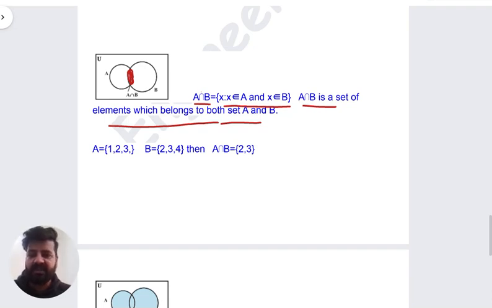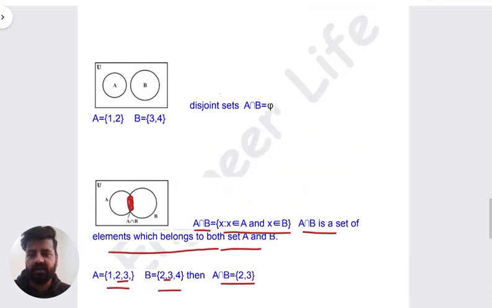Here you can see the example. Suppose that elements of A are 1, 2 and 3 and elements of set B are 2, 3 and 4. Then what are the common elements of A and B? You can see 2 and 3. 2 and 3 are common elements of set A and set B, and the A intersection B will be 2, 3. 2, 3 will lie here. Now come to the next topic.